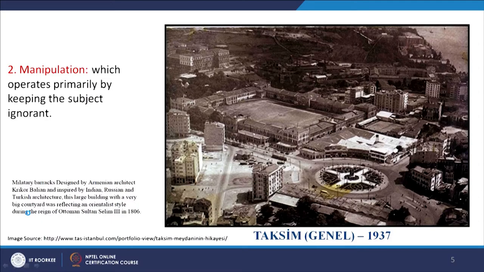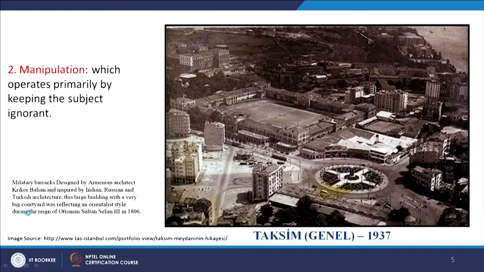And now I would like to discuss the second category of score, manipulation. Here, it is a kind of process which operates primarily by keeping the subject ignorant. So I'll give you a small case study of our own right now. It is a study I'm working on with one of my co-partners from Istanbul Technical University, Dilek Ildic. We've been working on this project since 2014. So we'll see how the transformation happens, and how I can explain the manipulation component of it better.